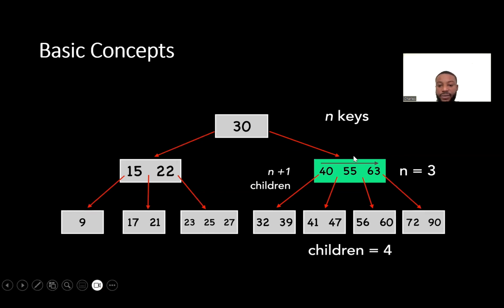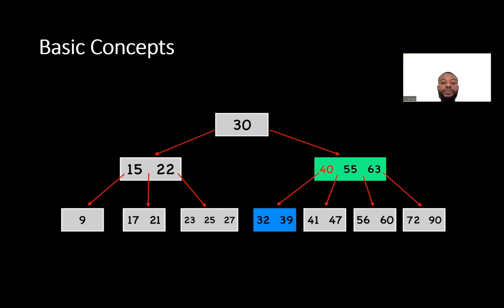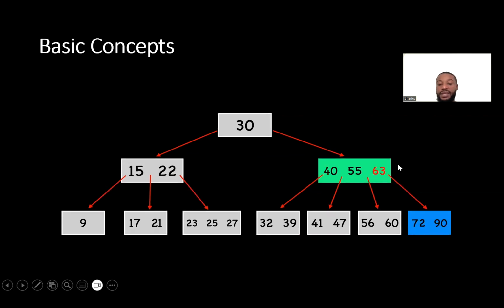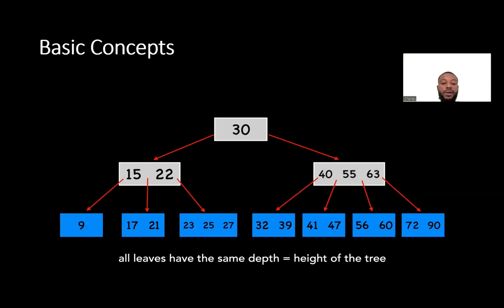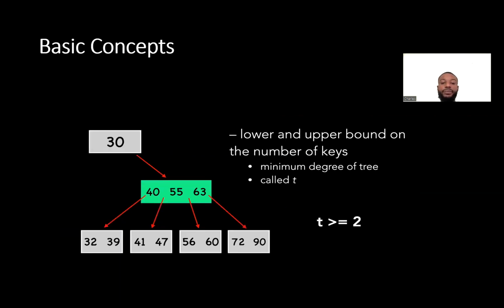Now, each node has n plus 1 children. So this node has 4 children, and the other one has 3 children, as we can see. Each pointer determines a subtree down to the leaf nodes. So this pointer basically means that the values in that subtree are less than 40. Same here, each pointer indicates the values in the leaf nodes. All leaves have the same depth. Then there is the lower and upper bound on the number of keys.